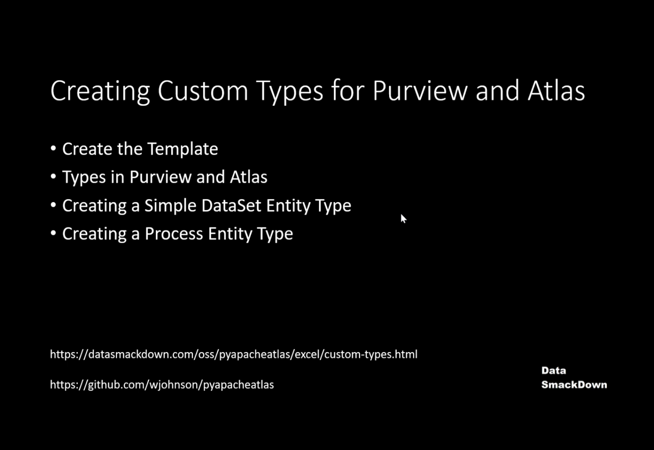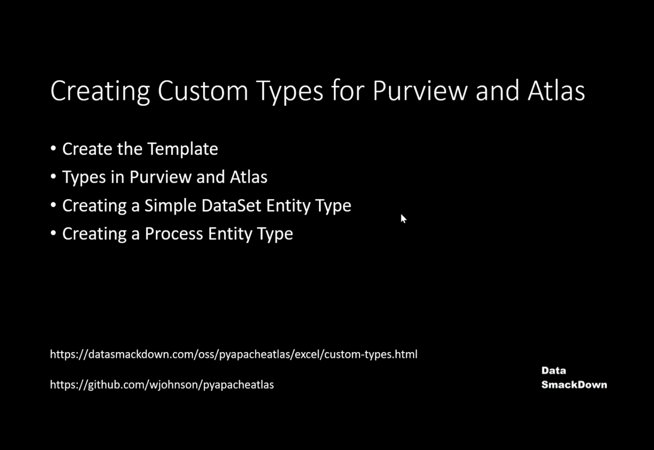Our agenda is, quickly, we're going to create a template to be used for PyApacheAtlas. This will allow us to have a standard way of defining a custom type, and then we can quickly, using the PyApacheAtlas package, extract the data from that template and then push it into Azure Purview. Also, we'll quickly go over the type system in Purview and Atlas, just so you have at least a decent understanding of what's going on and how the system works.